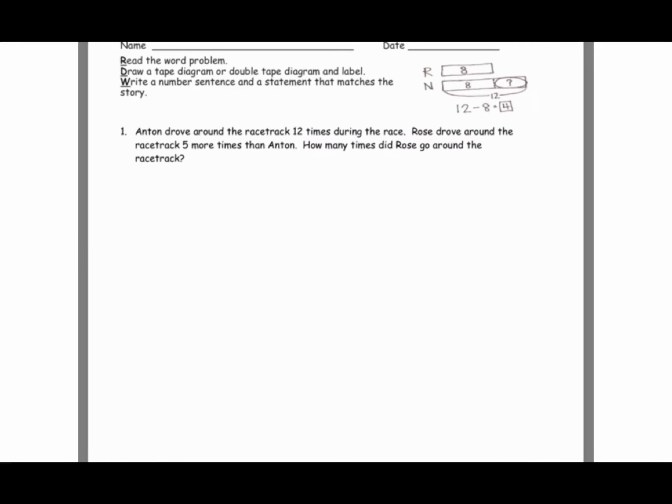Okay, boys and girls, let's do the exit ticket. So let's read our story first. Anton drove around the racetrack 12 times during the race. Rose drove around the racetrack 5 more times than Anton. How many times did Rose go around the racetrack?